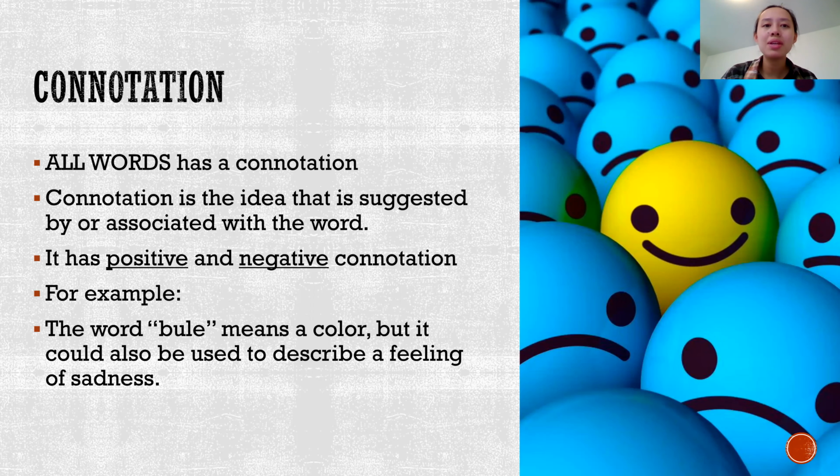But it could also be used to describe a feeling of sadness. As you can see in the pictures here, all the sad faces are in blue. So if you want to describe someone's feeling, you can say he is feeling blue. It's not that he's turning blue, but that he's feeling sad. That's a deeper or hidden meaning of the word blue. And that's how we can identify connotations in words: according to our own cultures, experiences, and backgrounds, we naturally cultivate deeper or hidden meanings of certain words.